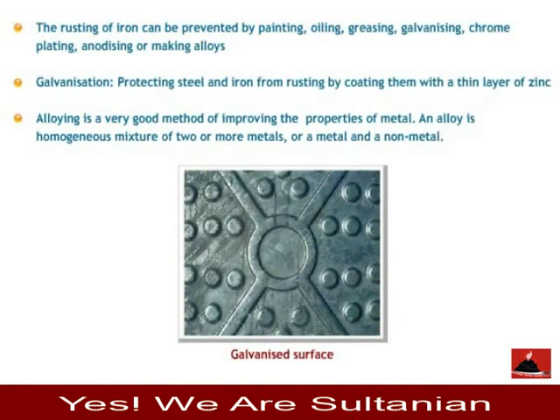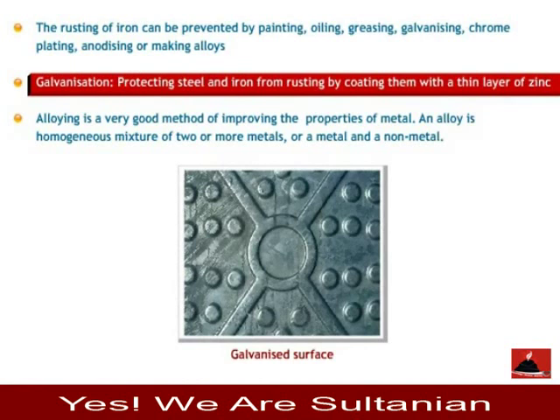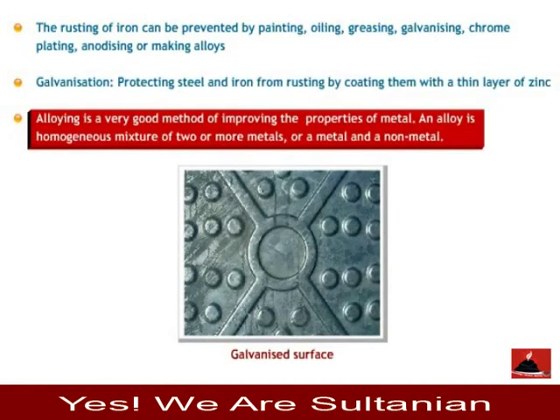Prevention of corrosion. The rusting of iron can be prevented by painting, oiling, greasing, galvanizing, chrome plating, anodizing, or making alloys. Galvanization is a method of protecting steel and iron from rusting by coating them with a thin layer of zinc. Alloying is a very good method of improving the properties of metal. An alloy is a homogeneous mixture of two or more metals, or a metal and a non-metal.